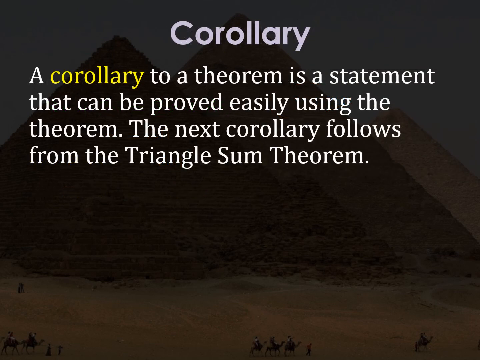A corollary to a theorem is a statement that can be proved easily using the theorem. So all you have to know about a corollary, it's kind of like a theorem. It's a rule of geometry. Okay? You don't have to worry about what the difference is between a corollary and a theorem. Just think of it as a rule based on a theorem.